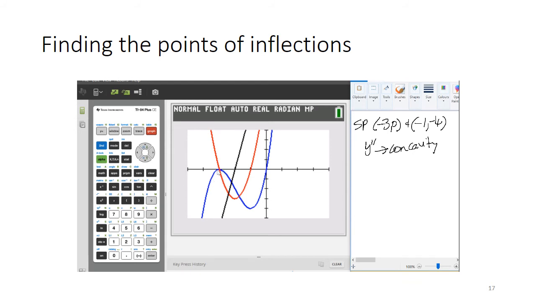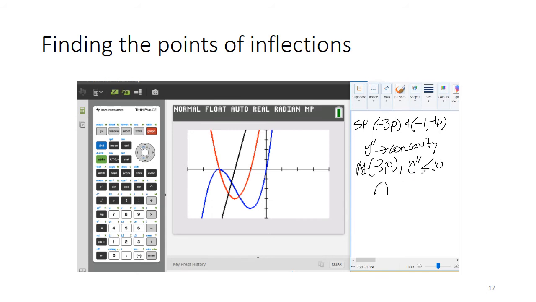At this point, obviously the second derivative function is negative, right? Obviously it's right down here. So at this point, at -3, 0, y double dash would be less than 0. What does that mean? Well, remember, if the second derivative is less than 0, it means it's concave down, which is justified looking at the curve, right?